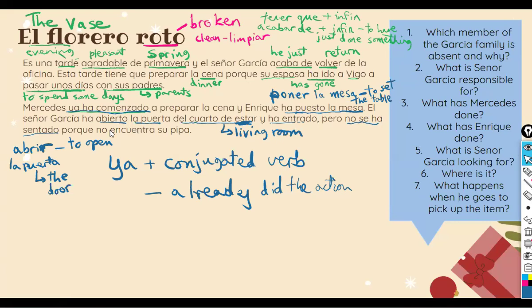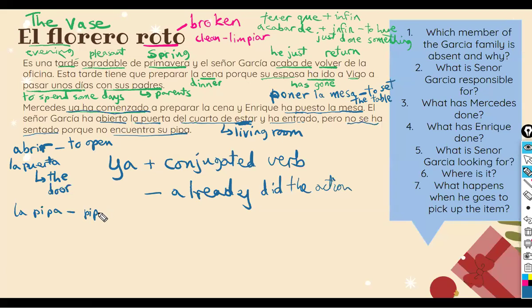Why? Why not? Porque no encuentra su pipa. What does that mean? What is he looking for? And pipa is a very old-fashioned word, very close to the English word. His pipe, right, yes. He has not found his pipe. Okay, so la pipa, right? The pipe.